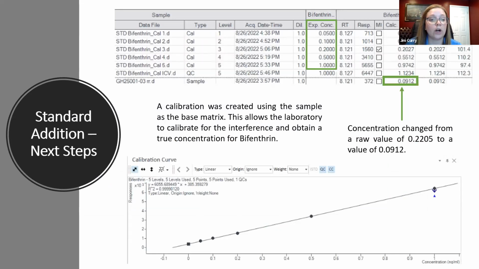And if you are using Agilent, you have an Agilent LCMS triple quad, there's a portion within MassHunter that allows you to do standard addition, and the software will help you do these calculations.